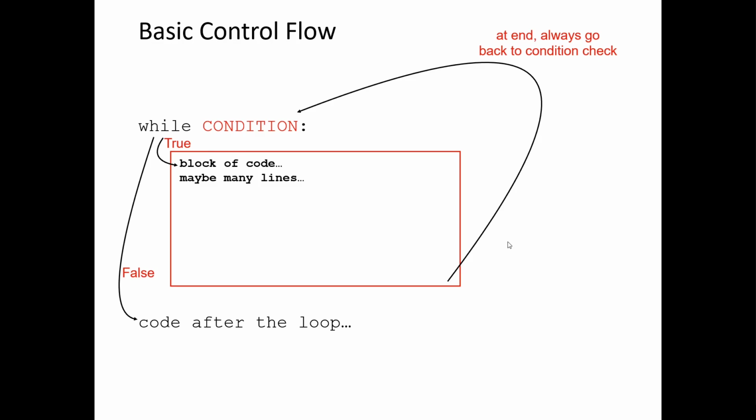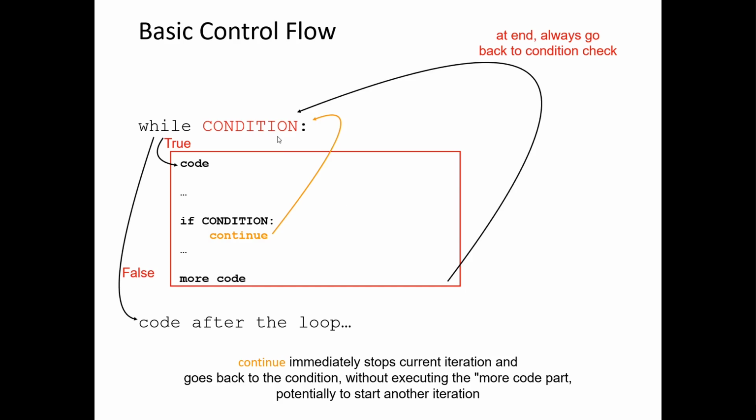Here I've got my basic control diagram for a loop. We've got the loop condition. If it's true, we do what's in the block. If it's false, we're going to skip all the way to the end. At the end of the block, we go back up and check the condition, and we just go through until the condition is false.